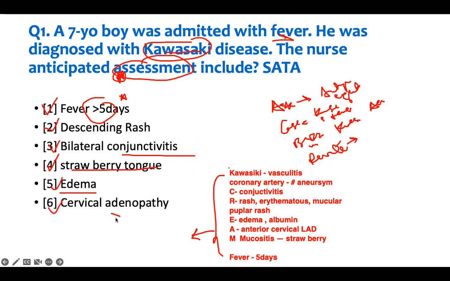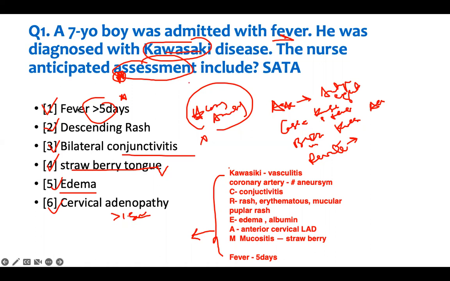The lymph node usually is greater than like 1.5 centimeters. So it's a really, really big node. Because of this strawberry tongue, they don't want to eat, they're dehydrated. So dehydration is a key. Number one priority for this patient is coronary aneurysm. So this is number one. That's why we treat them. And that's all. That's your SATA right there. Straightforward, just based on signs and symptoms. If you know it, it's not hard.